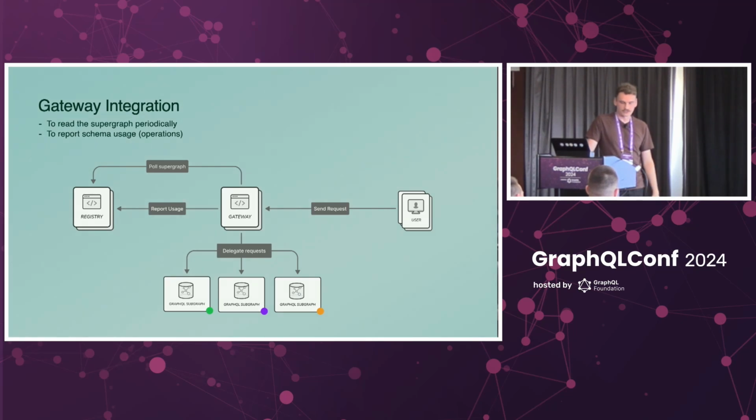The third part of the core pieces that I called out about the schema registry is the actual gateway integration. So you see here that the gateway delegates the request, and so on. But the core part here is the one between the gateway and the registry. If you want insights and analytics on actual schema usage, the gateway reports that usage information to the registry, but also pulls the supergraph from the registry. So this gateway and registry relationship is the cycle.